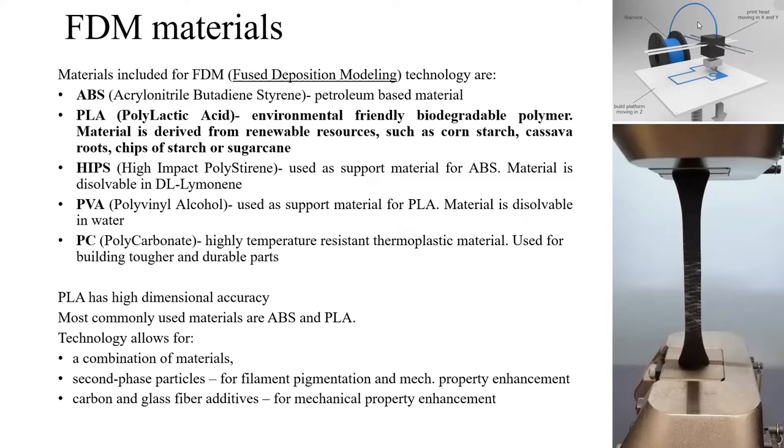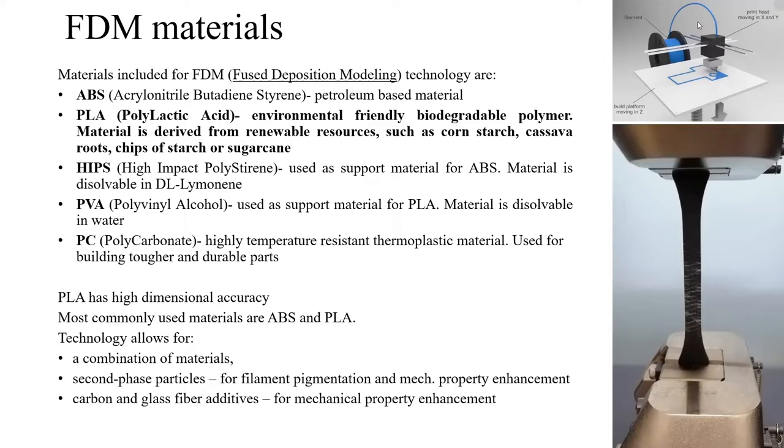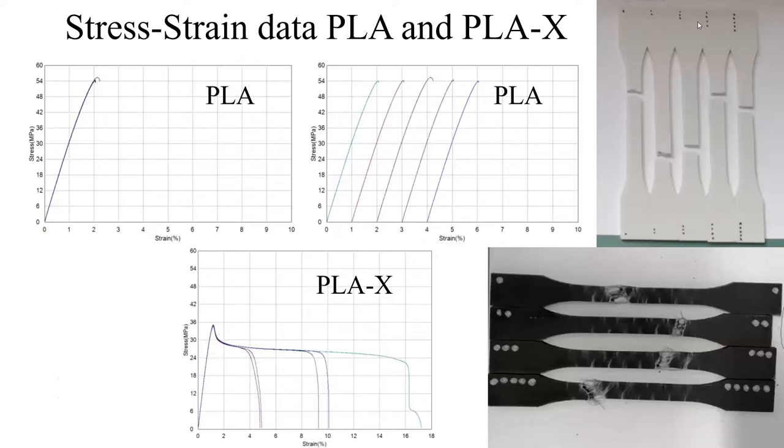Also, the FDM materials can have an addition of carbon or glass fibers, which, as the manufacturers usually state, enhance mechanical properties of the material. But because the fibers are usually very short, like 100 micrometers or a bit longer, somehow it's disputable how great is the influence on mechanical properties when you have an addition of carbon and glass fibers in the matrix polymer material.